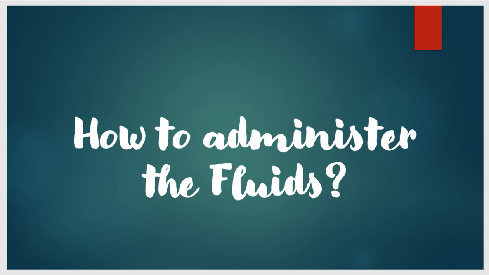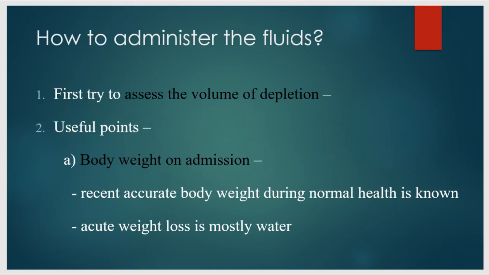Now, how to administer the fluids? First of all, we are supposed to assess the volume of depletion, and that is the first thing we must do in these types of patients. For assessing the volume of depletion, there are 3 important useful points. First is body weight on admission. Assess it. Recent accurate body weight when the patient was healthy, if it is available, very good.